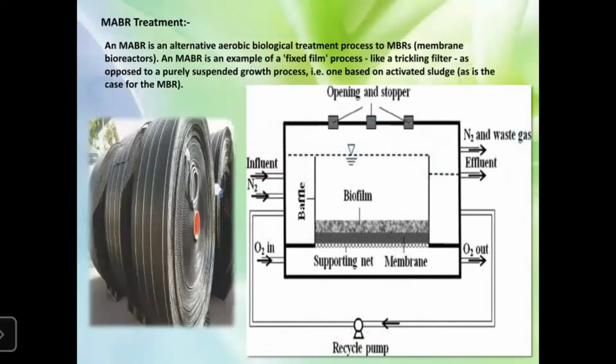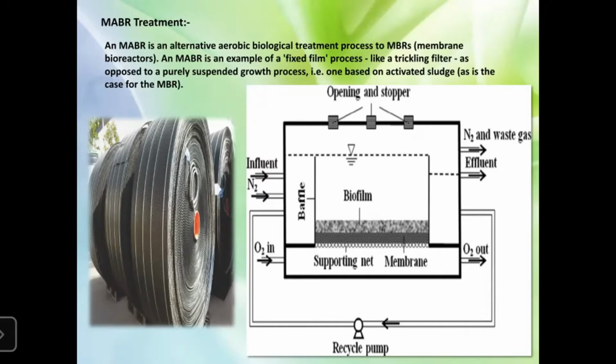Now here, there is another term, the MABR treatment, which stands for membrane aerated biofilm reactors. This is an alternate aerobic biological treatment process to MBRs, which are membrane bioreactors. MABR is an example of a fixed film process, like a trickling filter, as opposed to a purely suspended growth process, that is one based on activated sludge, as is the case for MBRs. So here we can see that the effluent nitrogen gets inside, and then a baffle is created and biofilm is there where all this process carries on.